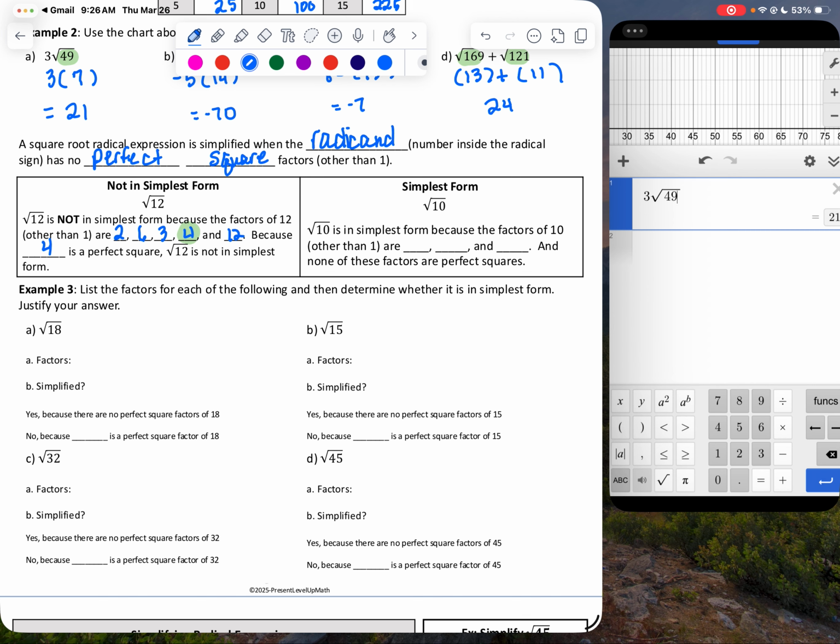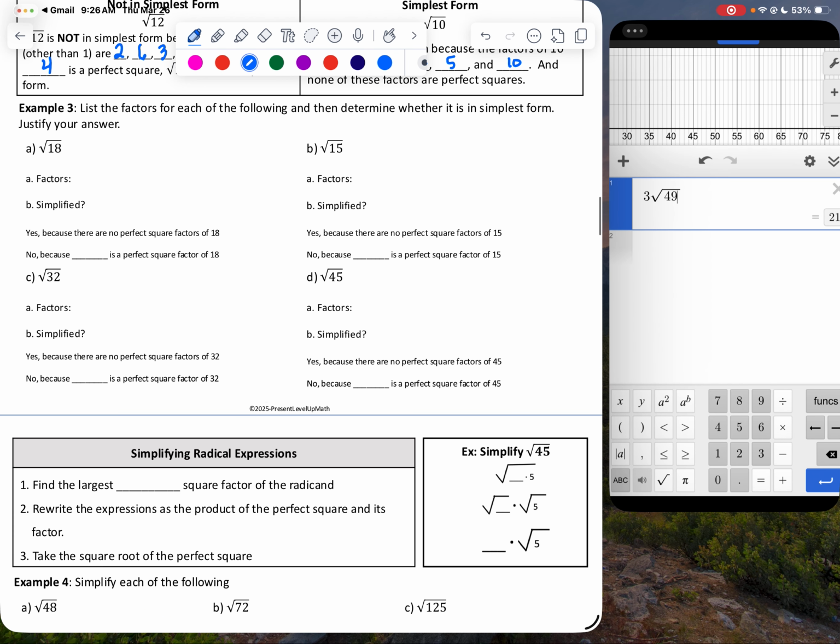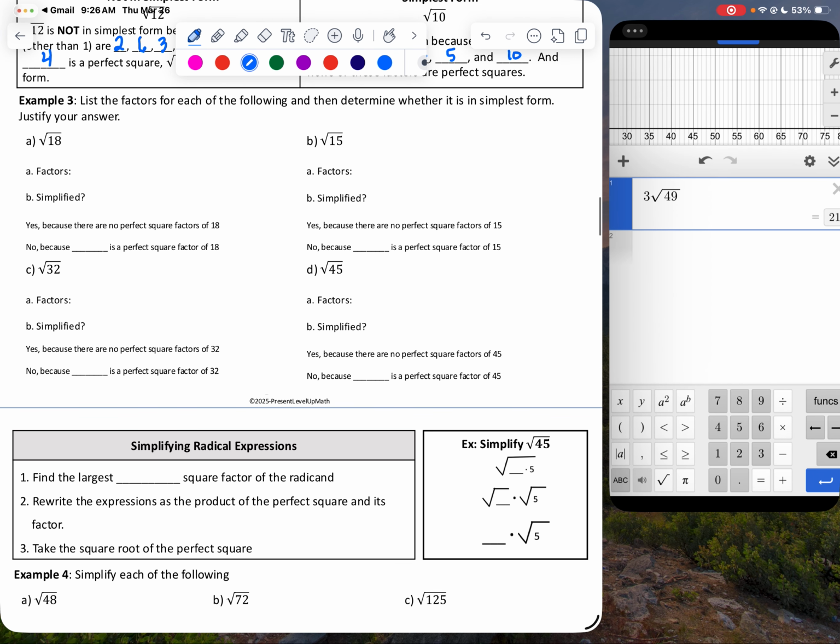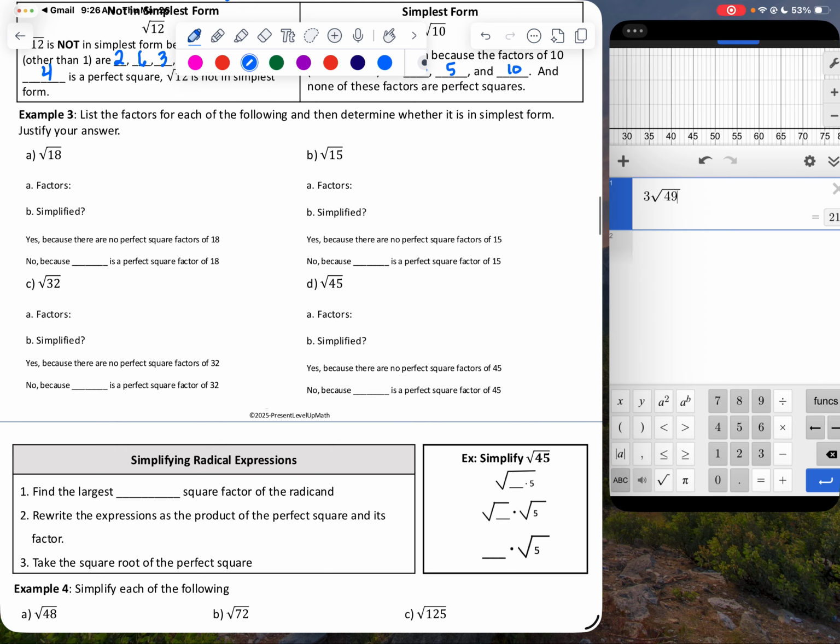Now, something like square root of 10, that would be in simplest form because the factors of 10 are 2, 5, and 10. And none of these factors are perfect squares. 2 is not a perfect square, 5 is not a perfect square, 10 is not a perfect square. So the square root of 10 would be said to be in simplest form, and you cannot simplify it further. So in example 3, I'm going to give you some radicals, and I'm going to ask you to determine whether it's simplified or not simplified.